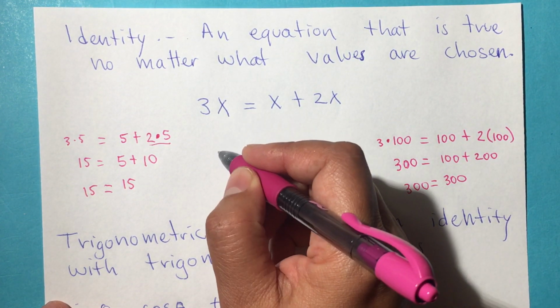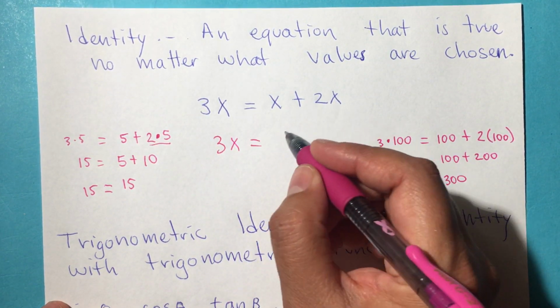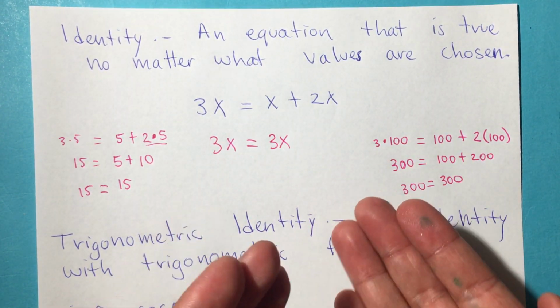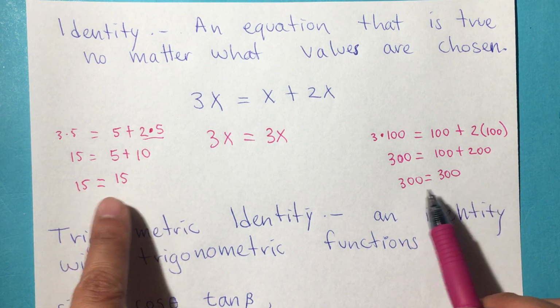Or again, if you just simplify, you just bring down the 3x. And here, x plus 2x is 3x. So we have exactly the same thing on both sides. Okay, that's what an identity is. You get the same on both.